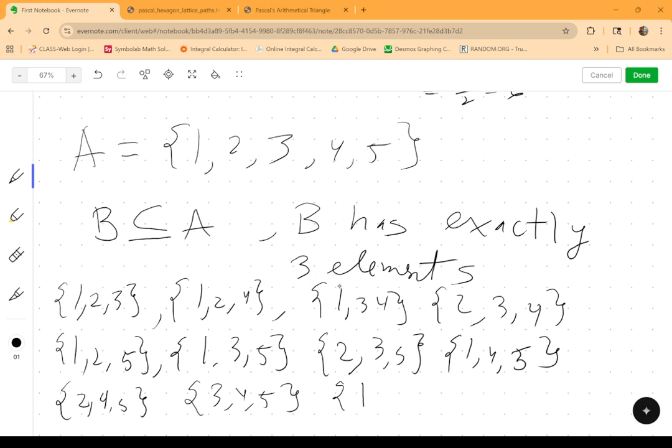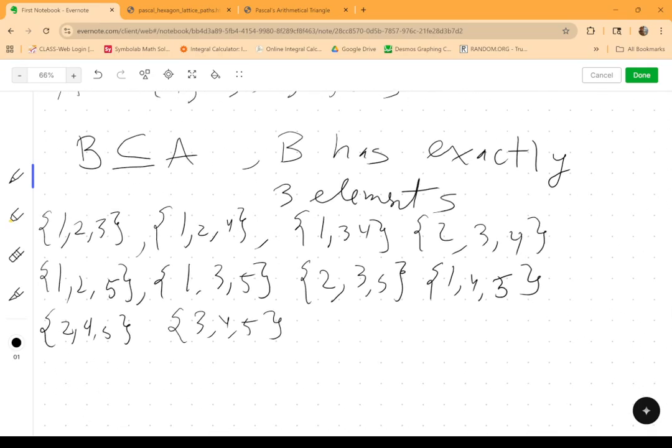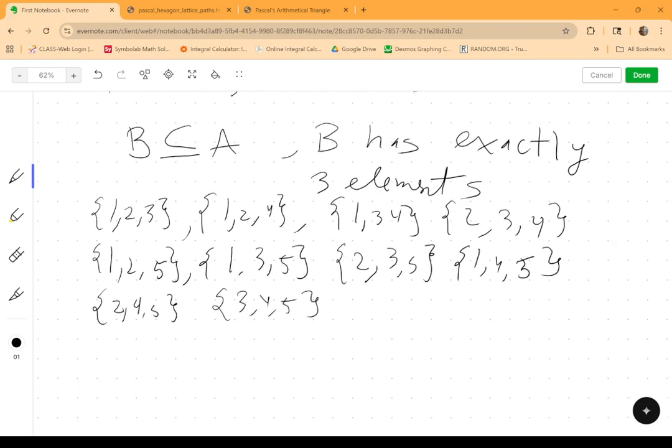So we have 1, 2, 3, 4, 5, 6, 7, 8, 9, 10. Yes, there are 10 of them, and again I can confirm this. I listed them all out, but it can be a struggle to wonder, did I get all of them? How many are there? Why don't we think of this in a different way?